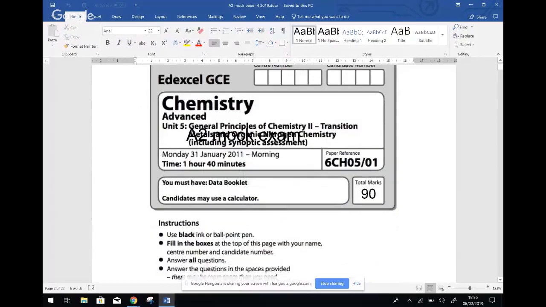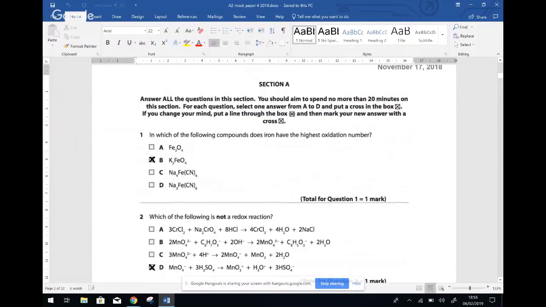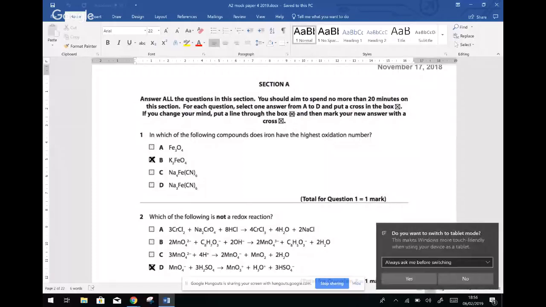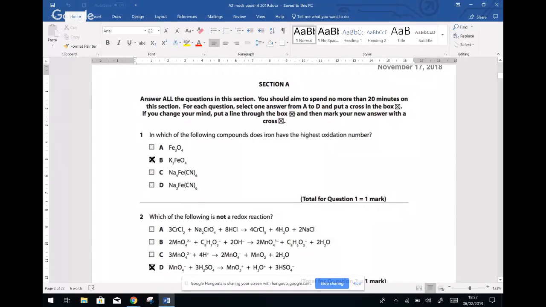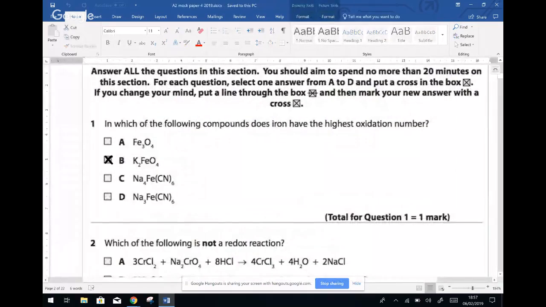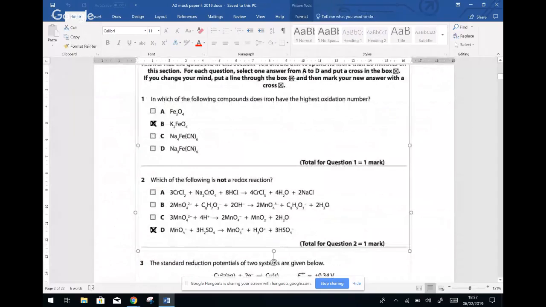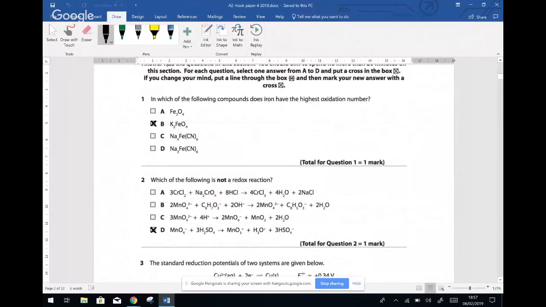Okay, so your paper. Now, this is a mixture of Unit 4 and 5 for Edexcel IAL. All the questions are on spec and from real papers. I do have the breakdown for each one of these in terms of which paper these came from, but I'm going to get cracking straight away. Okay, so question number 1. In which of the following compounds does iron have the highest oxidation number? I've got to make sure that my tablet is behaving itself, and I'm set on draw so I can write on it and highlight things.